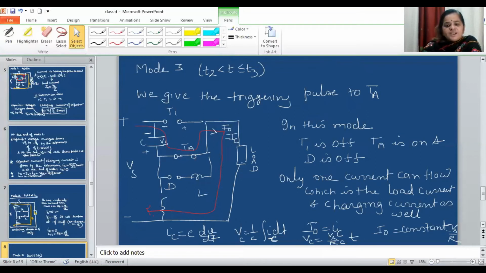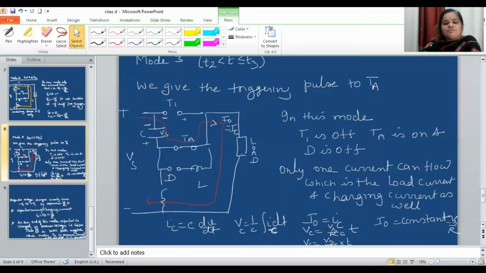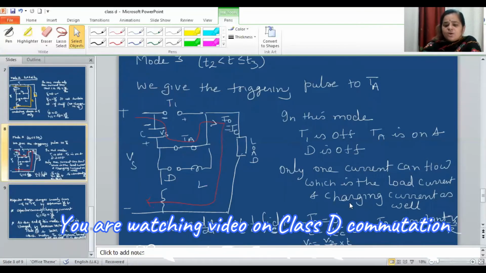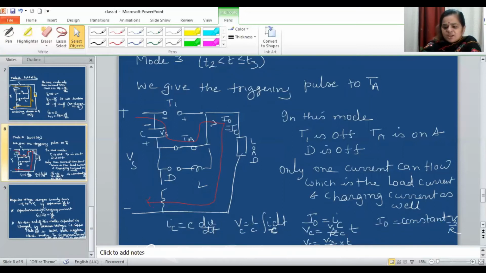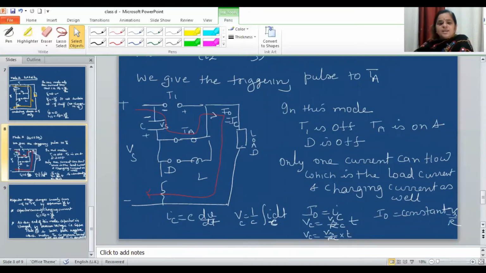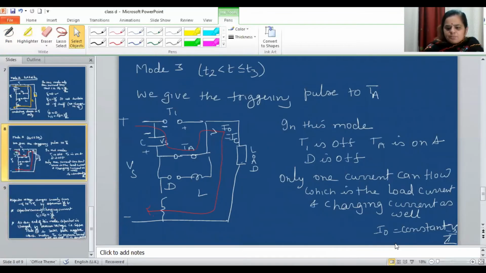In this mode only TA is conducting, T1 is off and D is also off. Only one current, which I have already mentioned, that I0 is equal to IC. I0 will be constant in this mode. And what is the magnitude of this I0? The magnitude of this I0 will be Vs by Z. So the load current in this case is constant, that is Vs by Z.